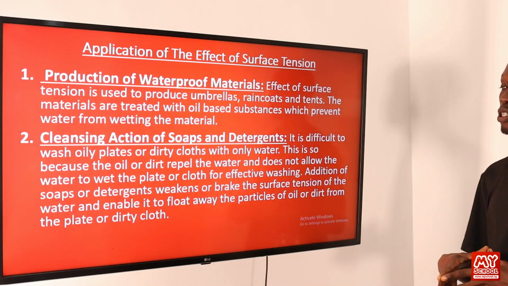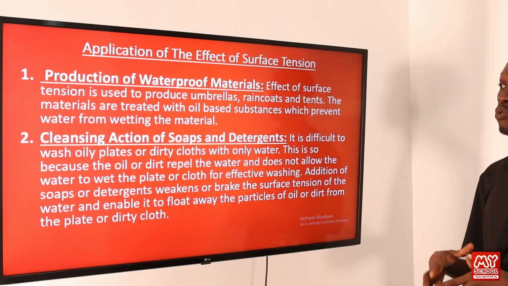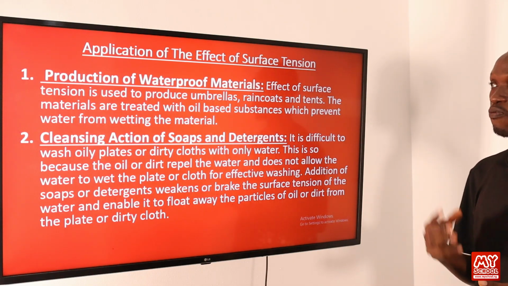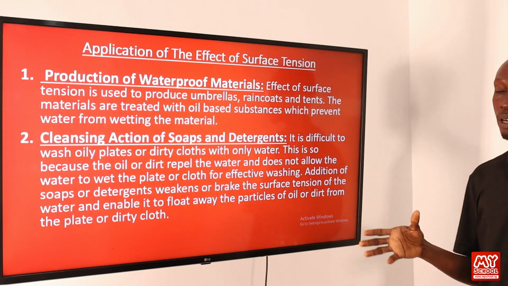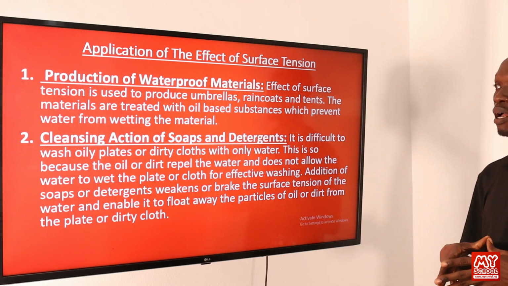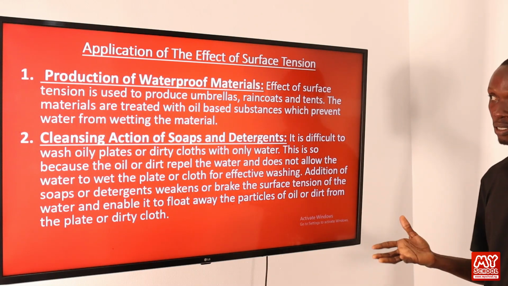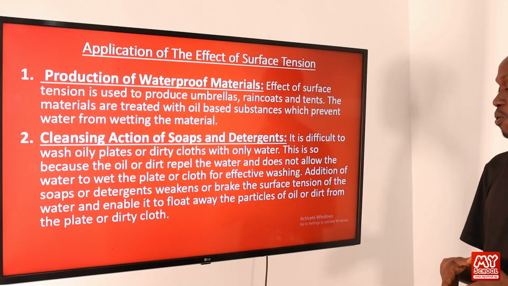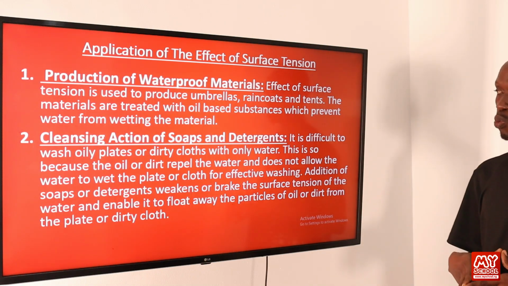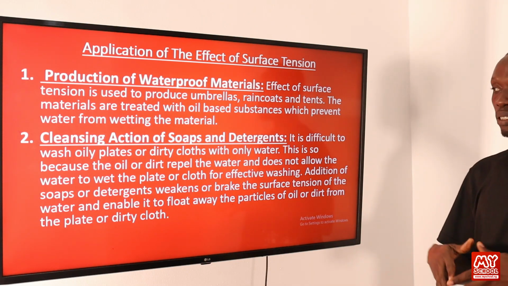Here we are going to be discussing the application of the effect of surface tension, and we are just going to be taking two. The first one is the production of waterproof materials. Waterproof materials are those used to produce things like umbrellas, raincoats, and tents, your canopies. They are all waterproof materials. These materials are treated with oil-based substances which prevent them from wetting.